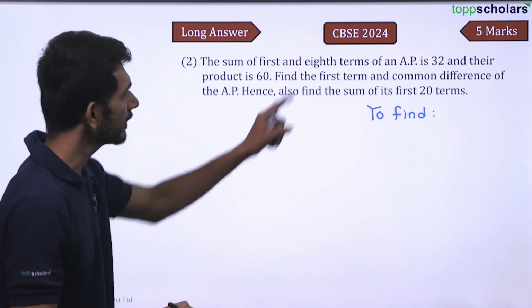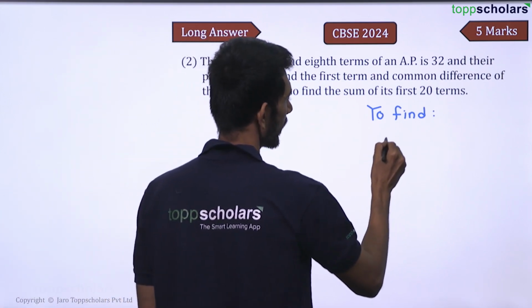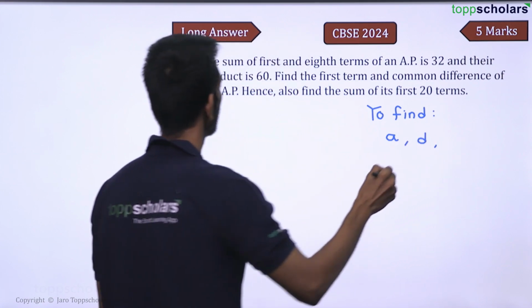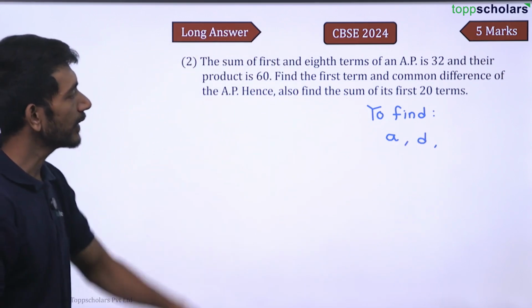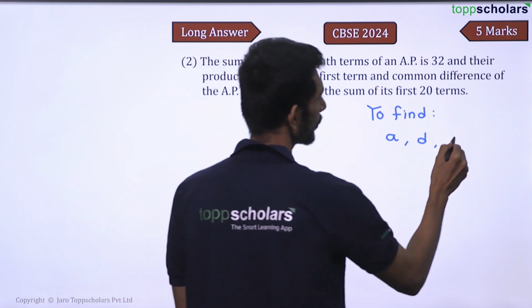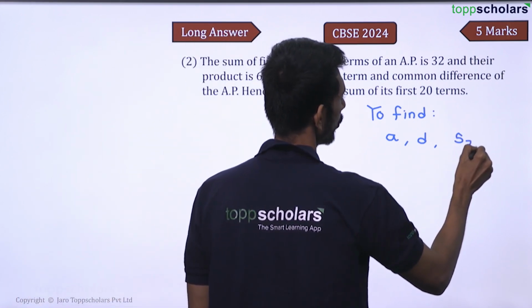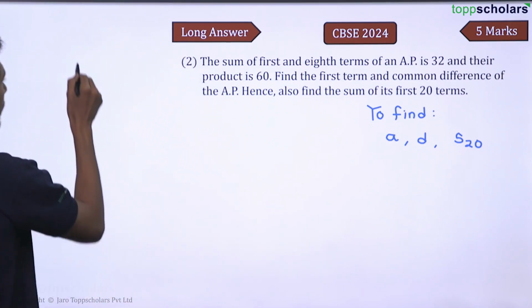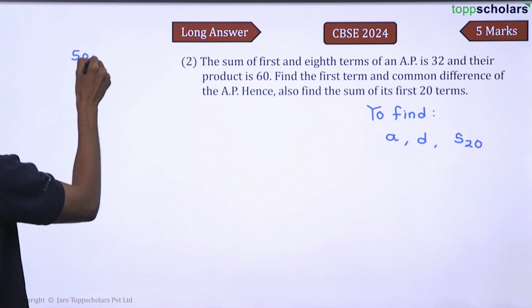Because find the first term, that means you find out A. Find the common difference, that means you find out D, right? Then also find out the sum of the first 20 terms, that is you find out S20. So it's going to be very lengthy, isn't it? No problem, we'll tackle it slowly. So let's move on to the solution.